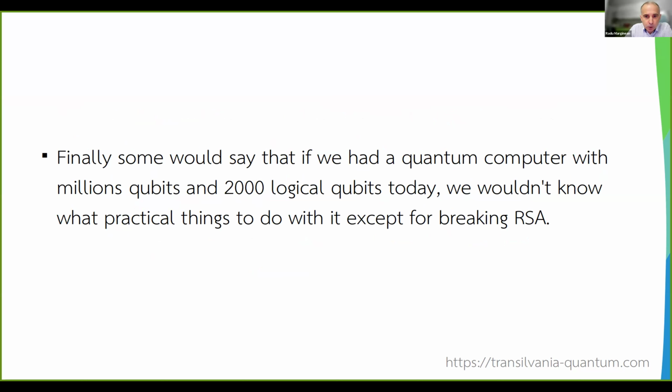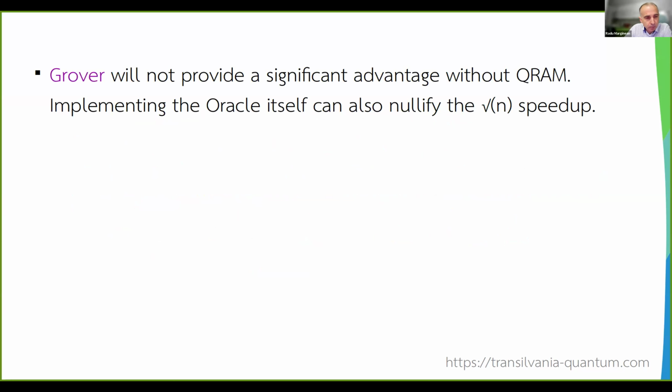Finally, I would say that if we had a quantum computer right now with millions of qubits and perhaps 2,000 logical qubits, we wouldn't know what to do with it. What practical things would we do with it, except for breaking RSA? And why do I say that? Well, we all know Grover provides a square root of N speedup. But actually, in order to take advantage of this, you need QRAM, a device which doesn't exist. Also, implementing the oracle itself can nullify the square root of N speedup.